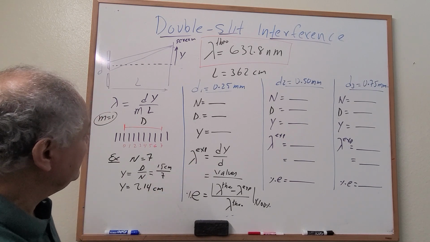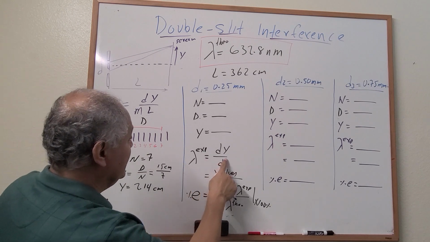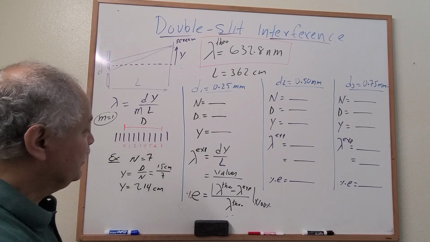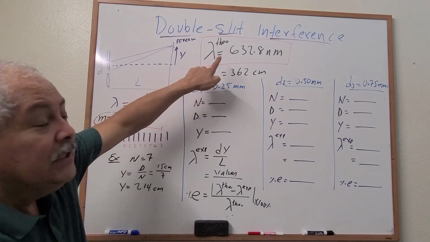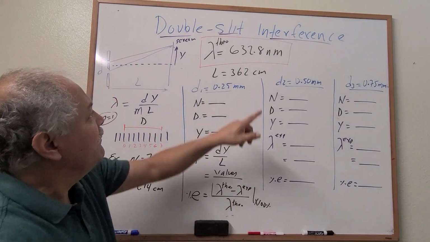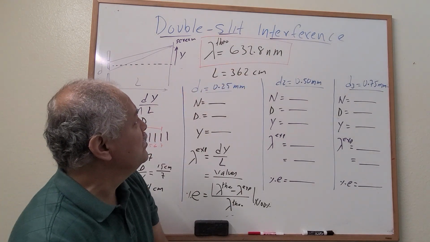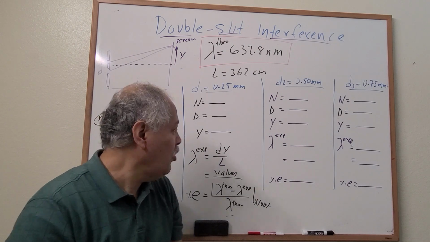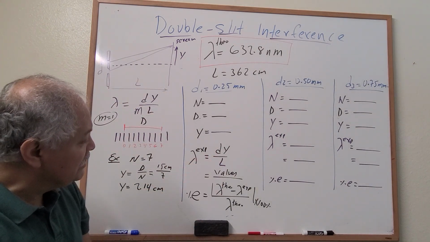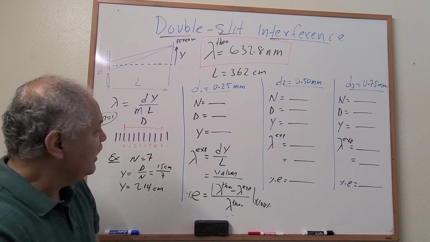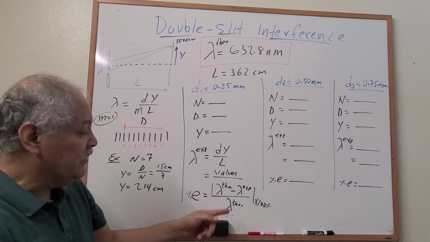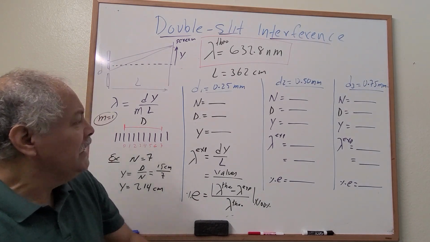In the experiment data, we have actually lambda equals d y over L. That's from the experiment, because from the theory, the wavelength of the laser is about 632.8 nanometers. Okay, perfect. So let's substitute this value right here, show the values for the experimental wavelength, and then find the percent error. Great. Let's go to the next one.